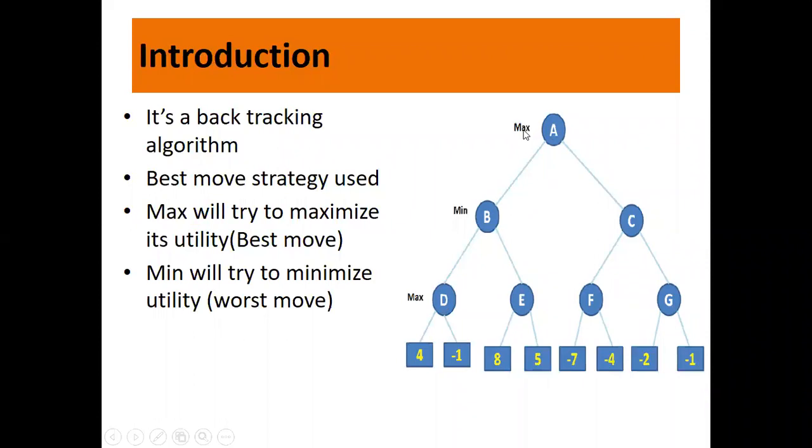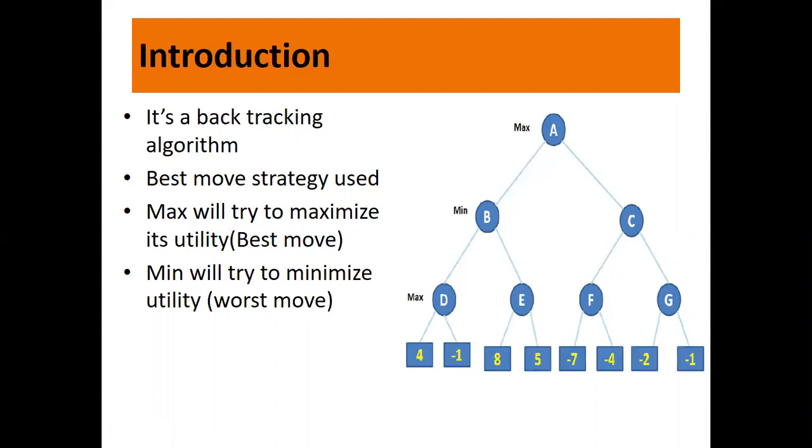So let us say there are two players, Max and Min. First Max is playing. Let's say he takes a choice of B or C. He takes B. Now at B, Max will not be playing. Min will be playing, and Min will decide further what choice to take.